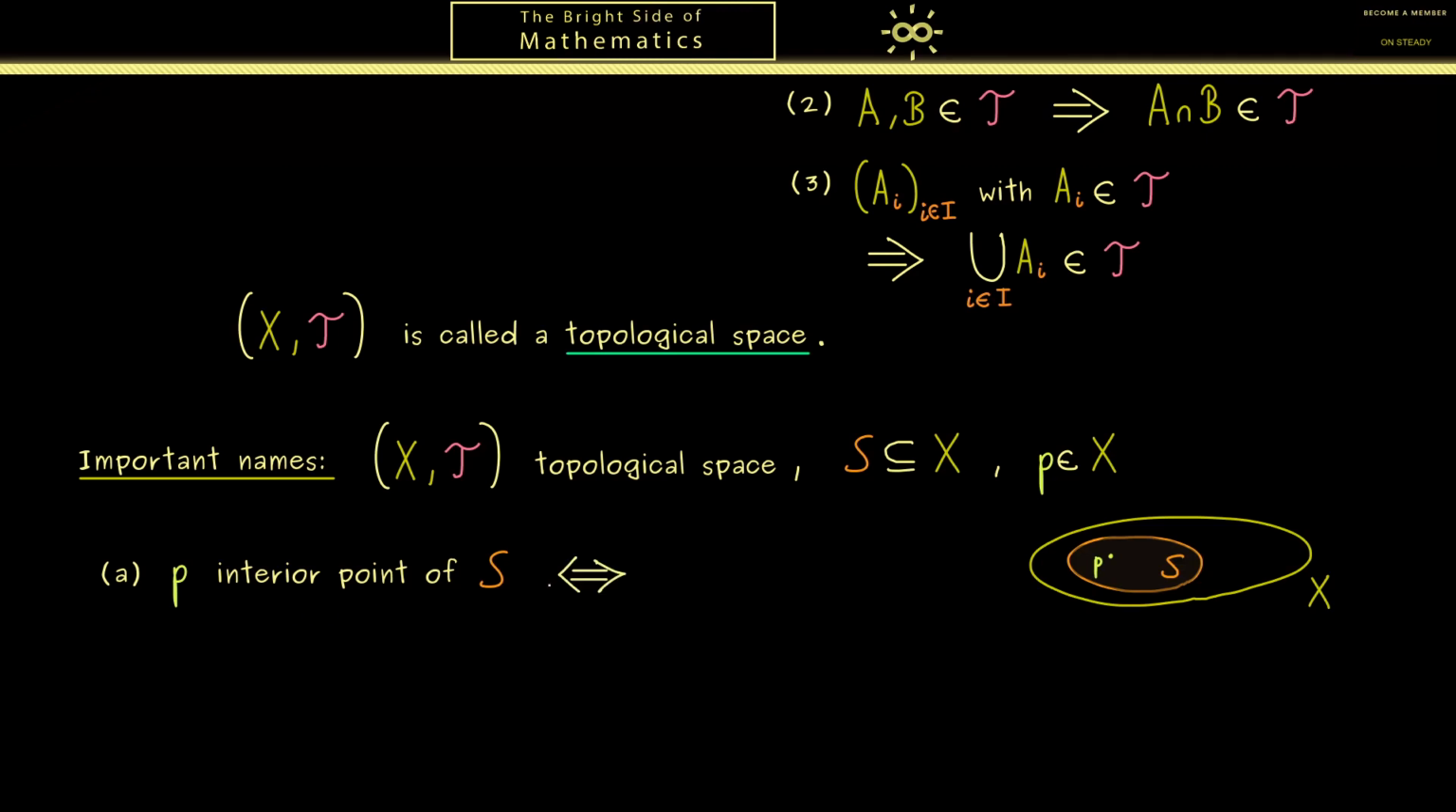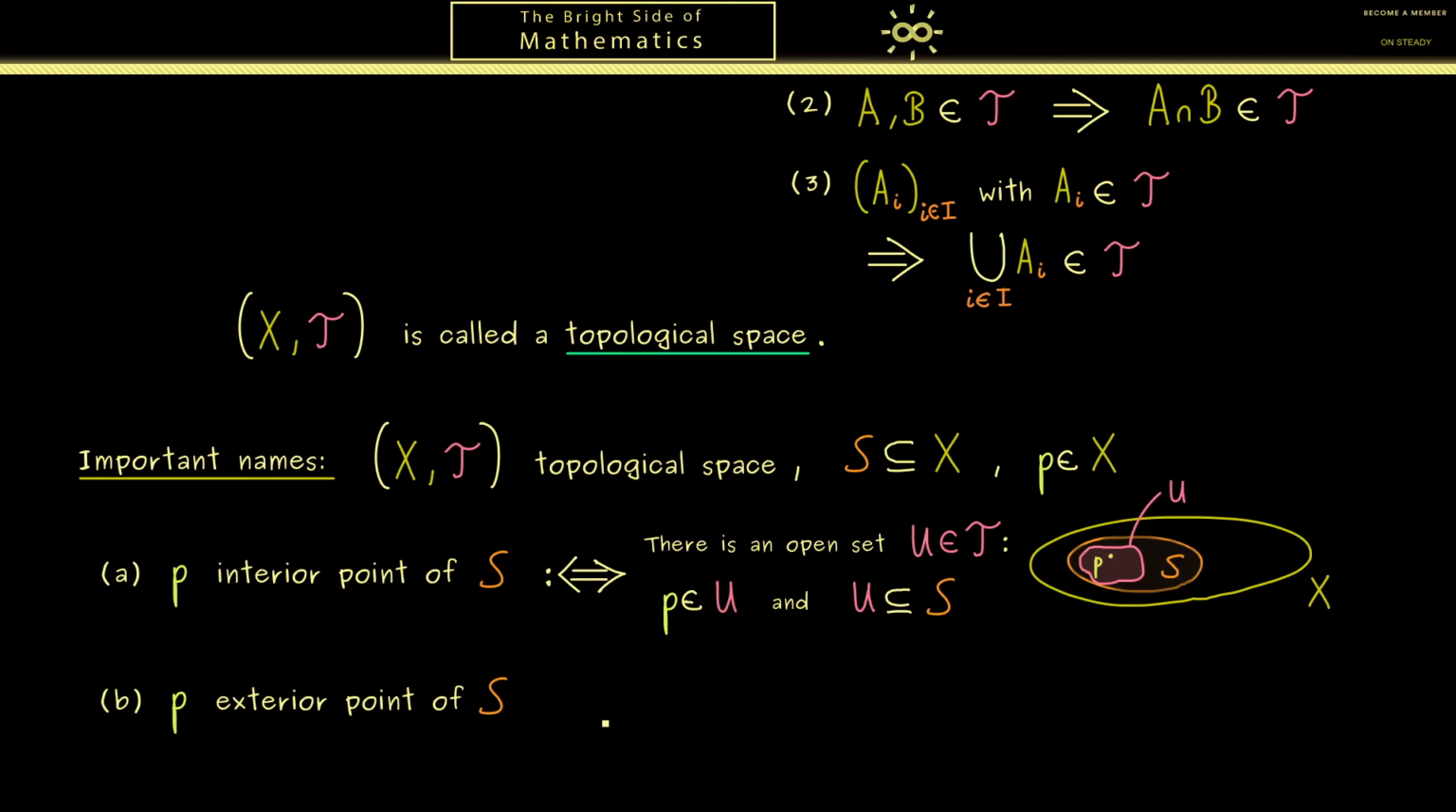So what this exactly means, we can now define. Indeed, what we need is an open set, and maybe let's call it U here. Now, this open set should contain the point P, and it should also lie completely inside the set S. And if we have these two properties, we call P an interior point of S. So you see, the crucial thing here is that we find a suitable open set from the topology T.